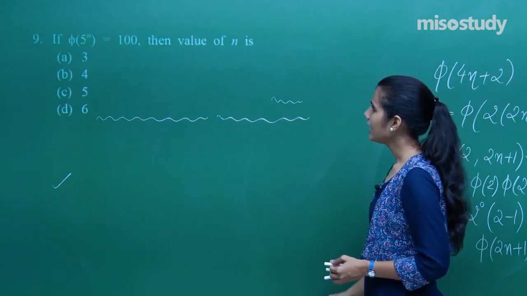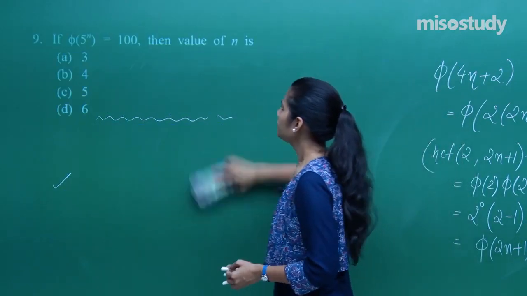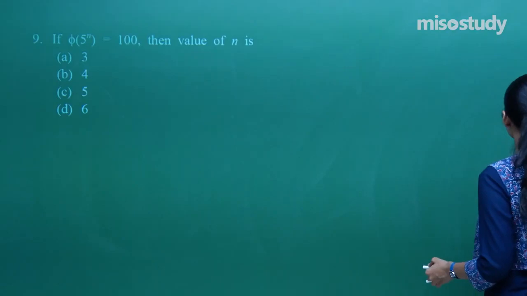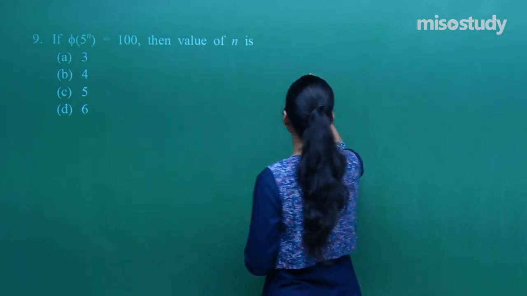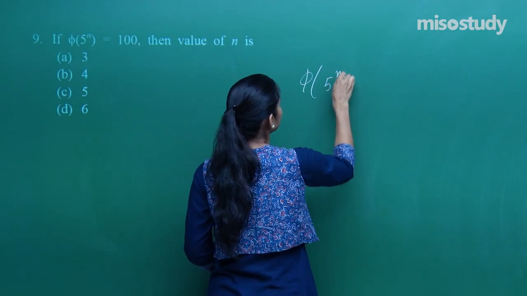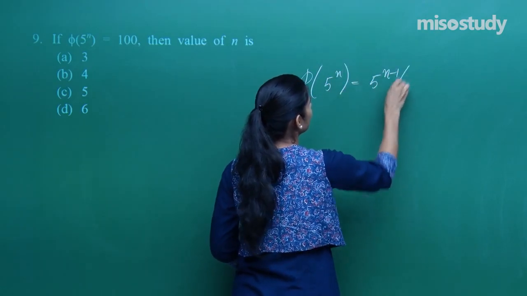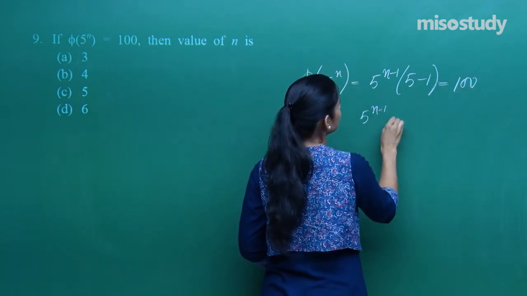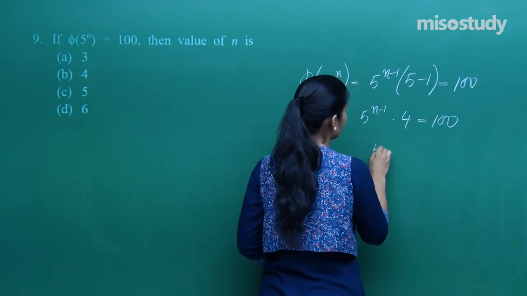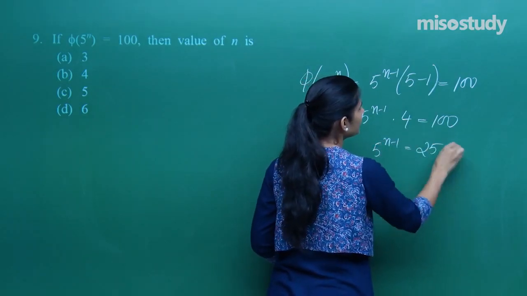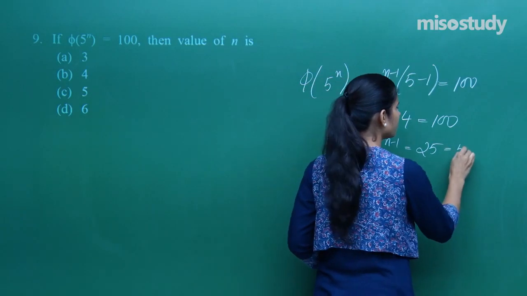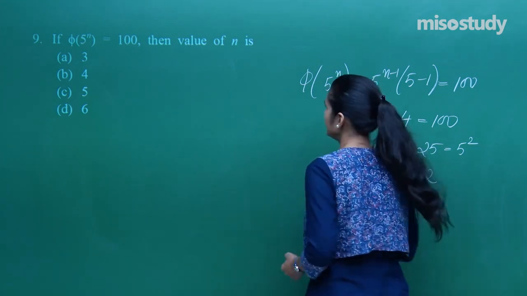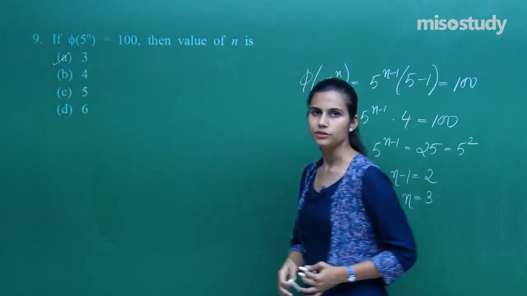Let's talk about the next one. We have, if phi of 5 to the power n is 100, then value of n is what? Now see, this is pretty simple. 5 is again a prime number. So phi of p to the power n is p to the power n minus 1 into p minus 1. This is given to be 100. So 5 to the power n minus 1 into 4 is 100. So 5 to the power n minus 1 is 100 upon 4, which is 25, which is 5 square. So n minus 1 is 2 or n is 3. So n eventually comes out to be 3.